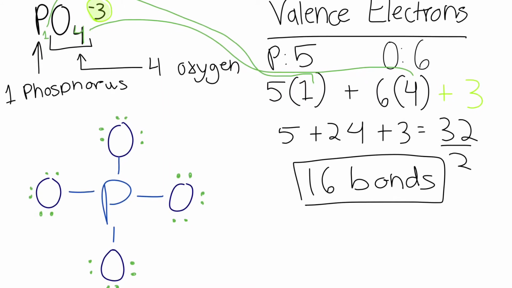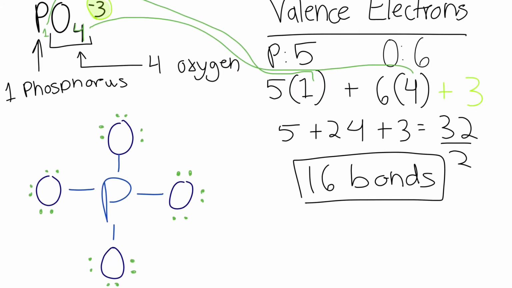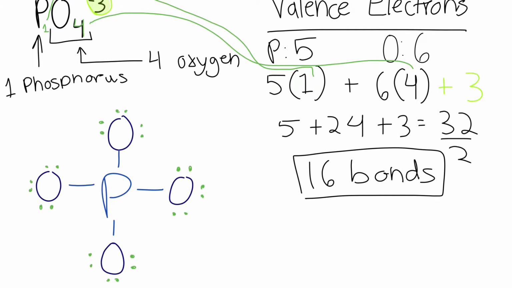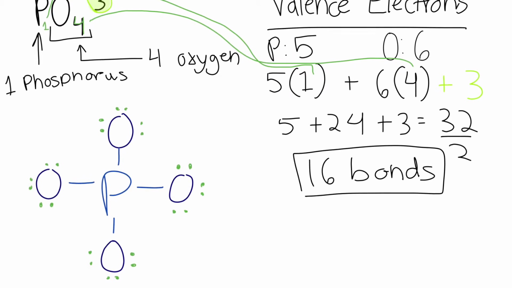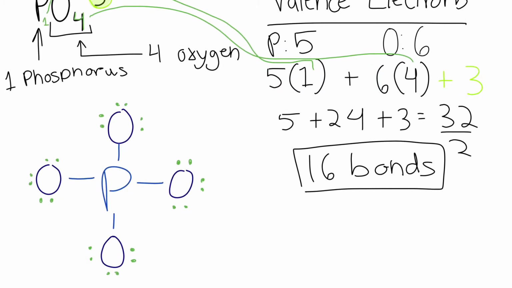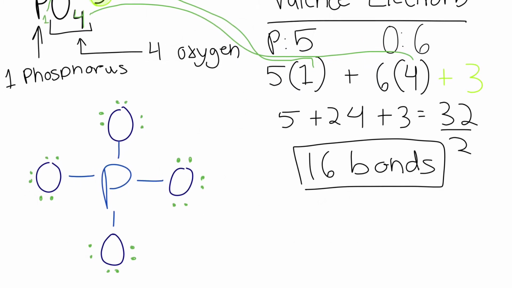To get the basic Lewis structure, multiply 5 times 1 because there is 1 phosphorus atom and 6 times 4 because there are 4 oxygen atoms. Then add 3 because there is a charge. Finally, divide 32 by 2, which gives you 16 bonds.